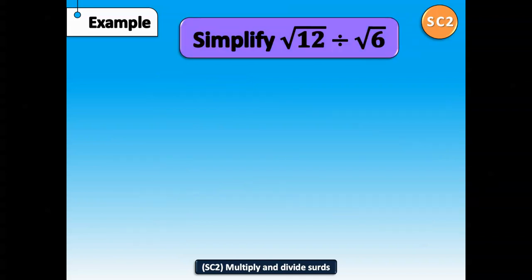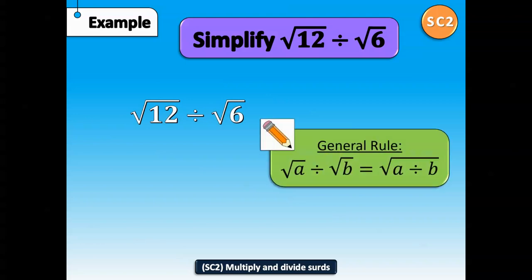In this question, we want to do root 12 divided by root 6. So here, we can simply divide the numbers. So 12 divided by 6 is 2. So our answer is root 2.